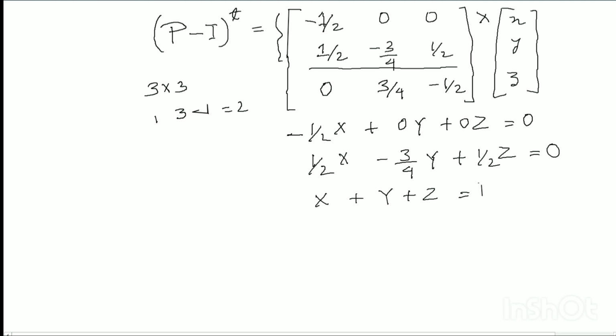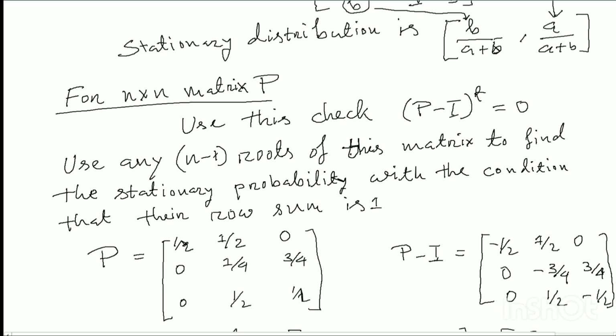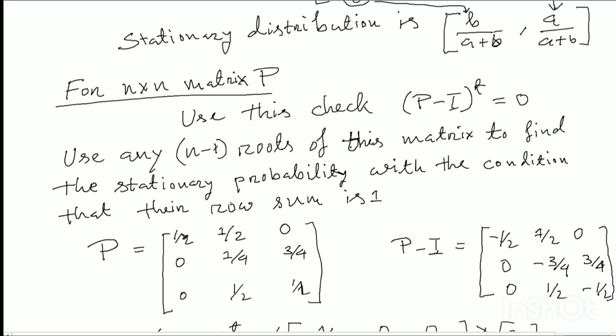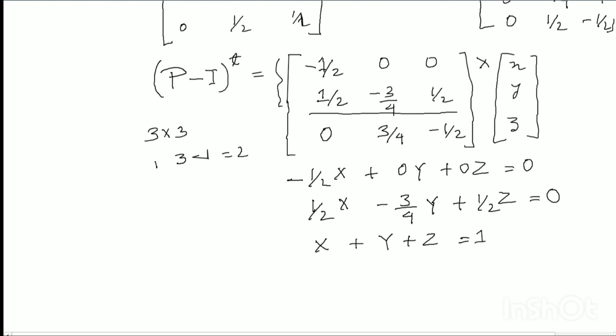Now you have to find x, y, z, and this is your stationary probability. You can find it easily. You check what the rules are: the row sum is 1, and that condition is used to find it. So you see I use my total work here.